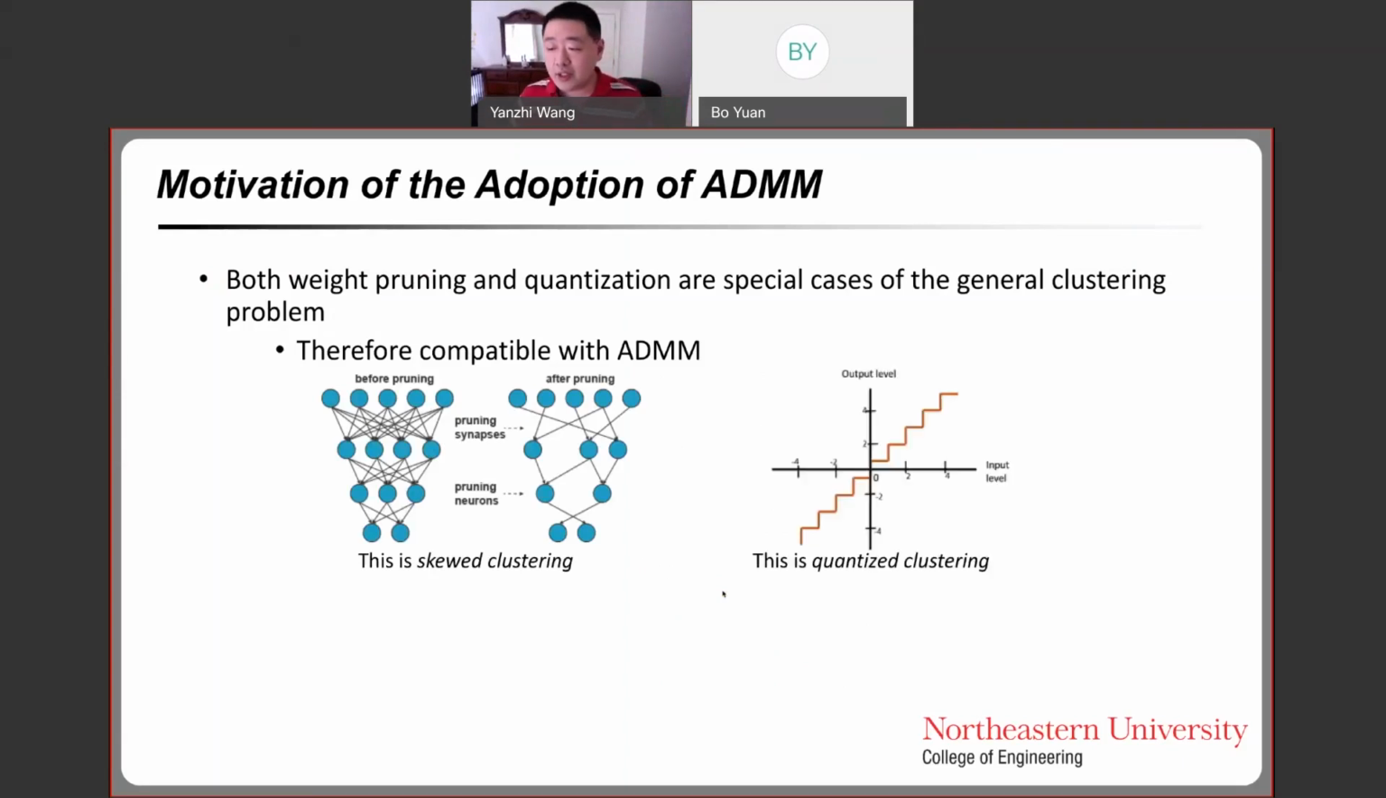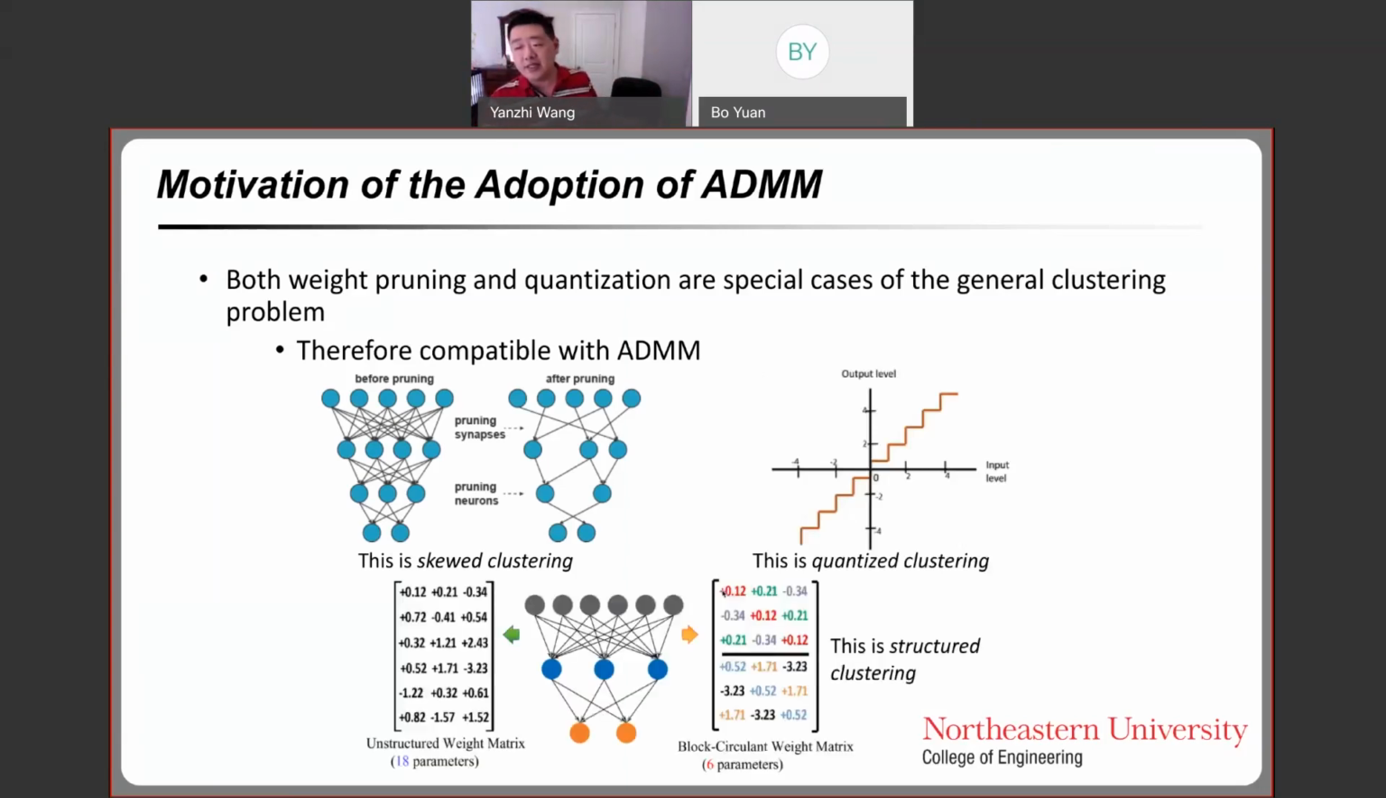Weight quantization clusters the weights into fixed predefined quantization levels, which is also clustering. Even the block circulant can be perceived as clustering, because we make the weights into different clusters: the red one in one structure, in one cluster, the green one in one cluster, and the purple one. So each cluster has a certain structure inside.